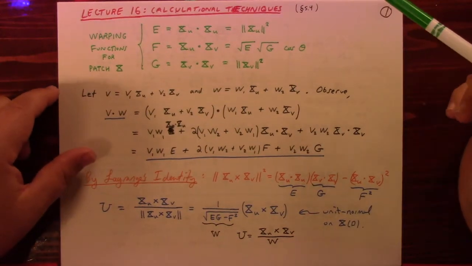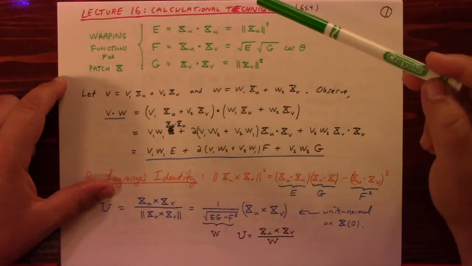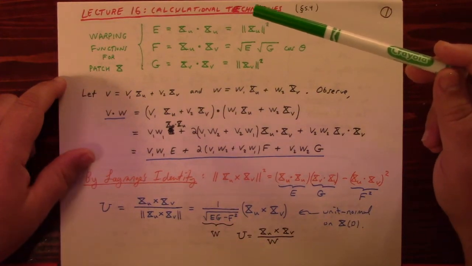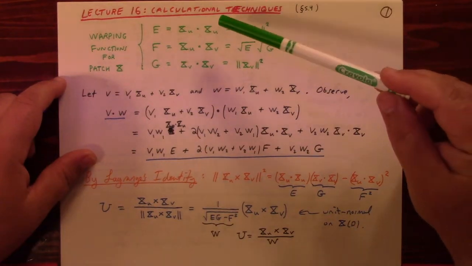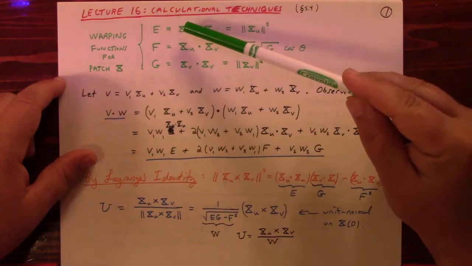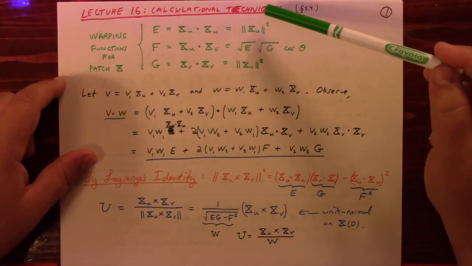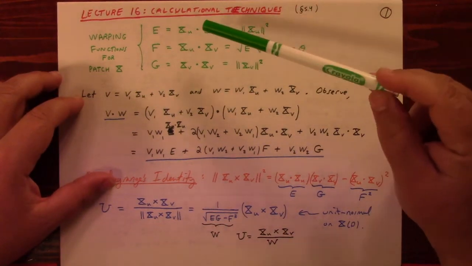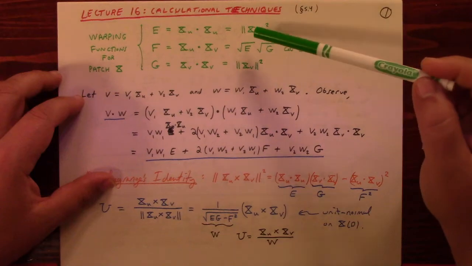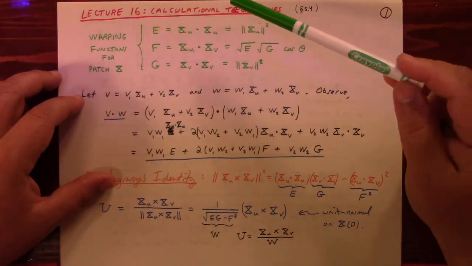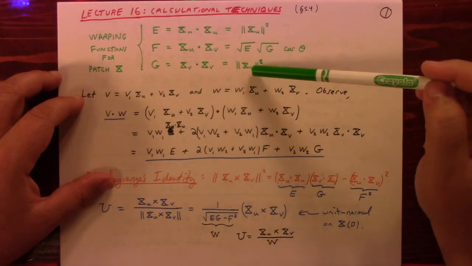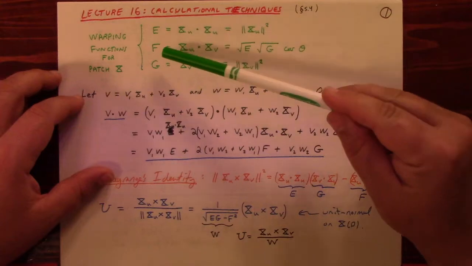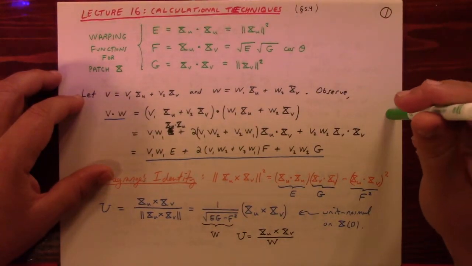But anyway, we define warping functions E, F, and G. I think this nomenclature goes back to Gauss. So there's E, F, G, L, M, N, a whole alphabet soup of stuff in here. But given a patch, you can calculate the warping functions. E is x_u dot x_u, the length of the partial velocity with respect to u squared. Likewise, G is the length of the partial velocity with respect to v squared. And F is x_u dot x_v, which is the square root of E times the square root of G times cosine theta, because it's the length of x_u times the length of x_v times cosine theta. These are called the warping functions. In the event that your patch has F equals 0, that's called an orthogonal patch, and those are pretty nice.